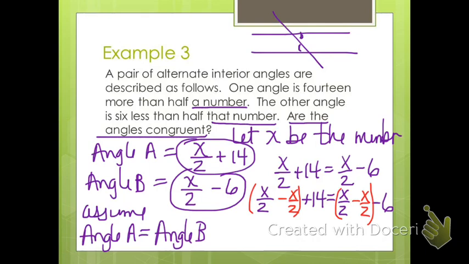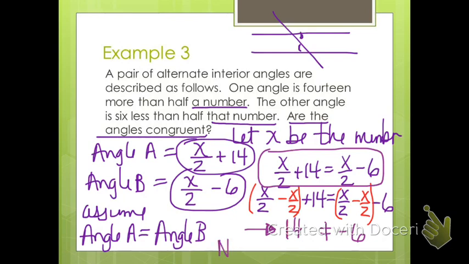So I end up with this equation that says 14 is equal to negative 6, which I know is not true. 14 does not equal negative 6. Therefore, this original equation that I wrote also can't be true because this isn't true. So these angles are not congruent. No, they can't be congruent the way they're defined. They are not congruent.